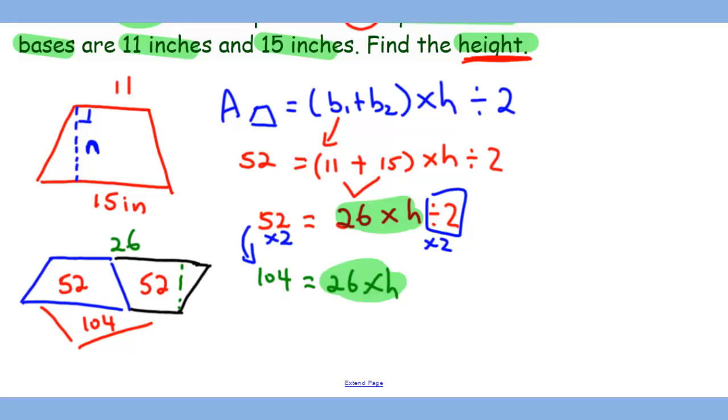Now, using the inverse operations or the fact family, I can also rewrite this as 104 divided by 26 equals the height, and 104 divided by 26 is 4. So our final answer for the height will be 4. That's it for the lesson.